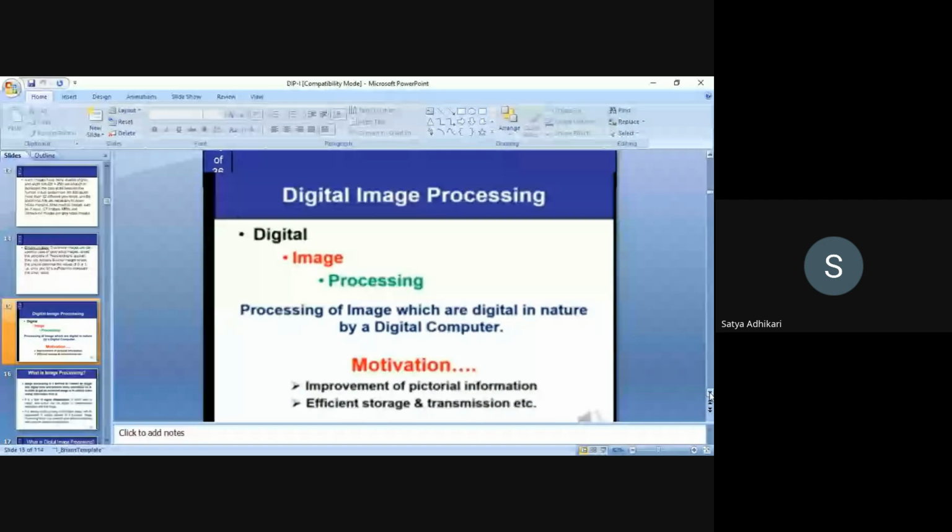So far we have discussed what an image is, what a digital image is, and its components, the pixels. It has two values, its location and its value, xy and f of xy, and the types: vector, raster, monochrome, color, and binary. Now, digital image processing. What is digital image processing, and why do we need it?